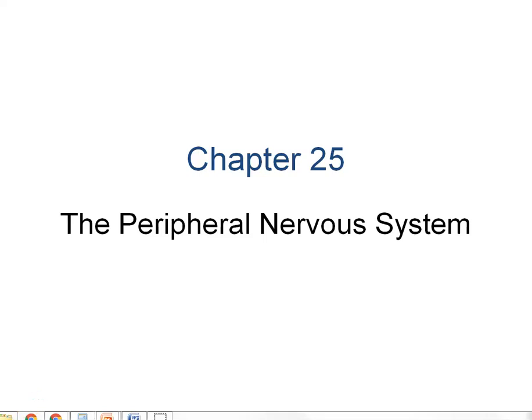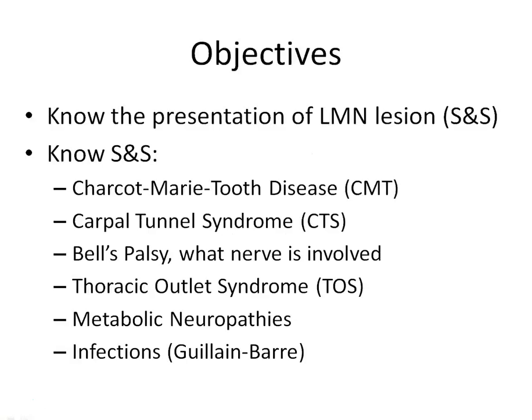This video will cover Chapter 25, the peripheral nervous system. So the objectives, we're going to go through different lower motor neuron lesions and different conditions listed here.